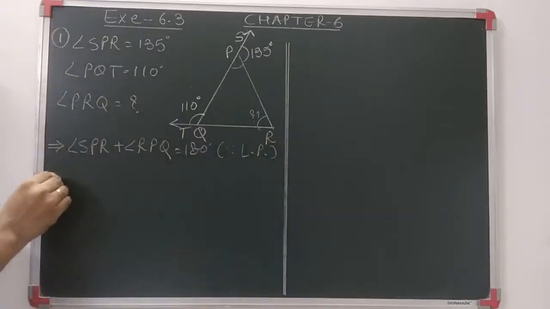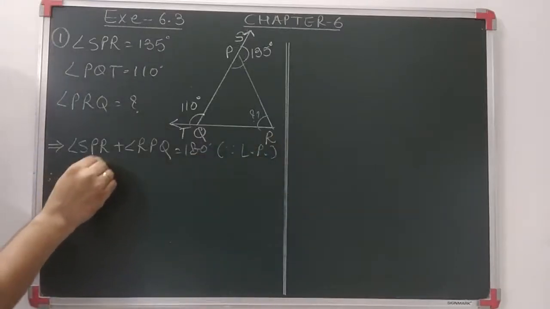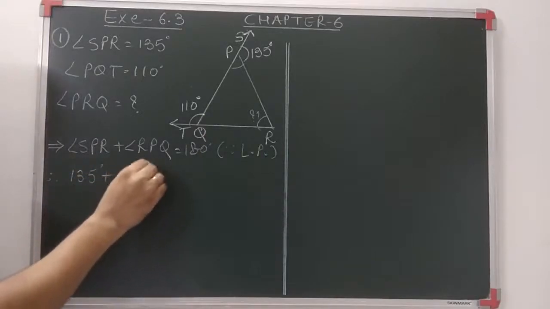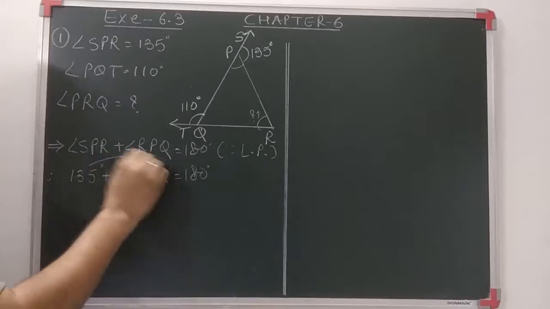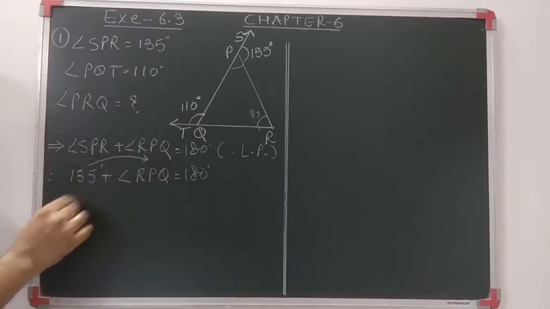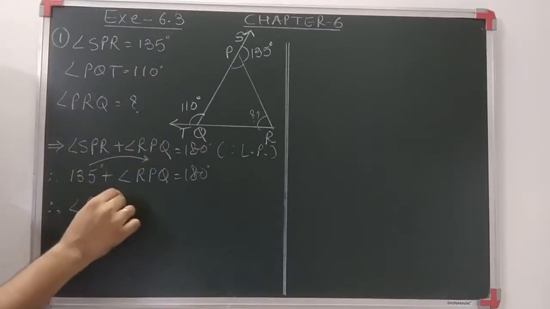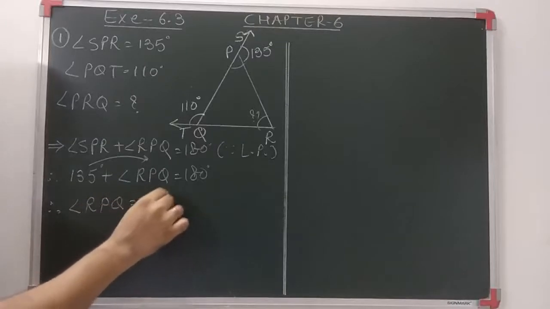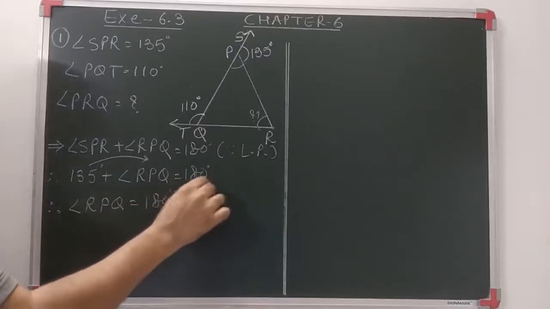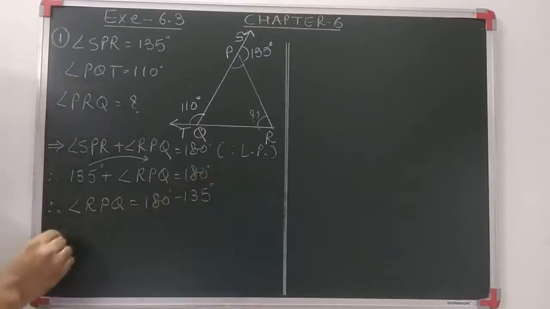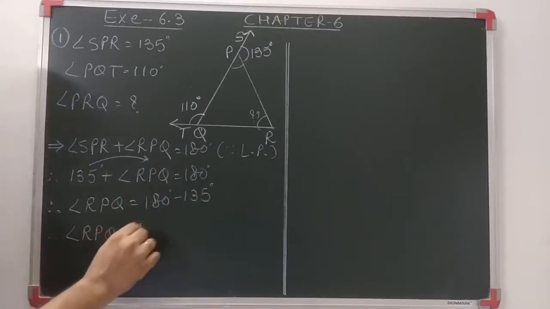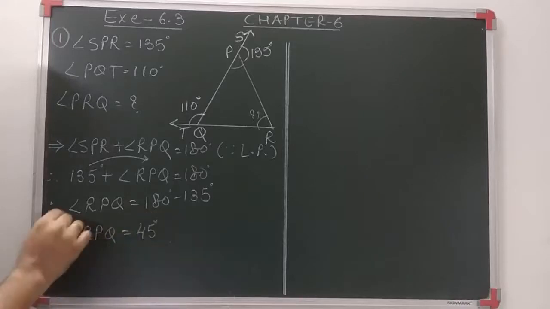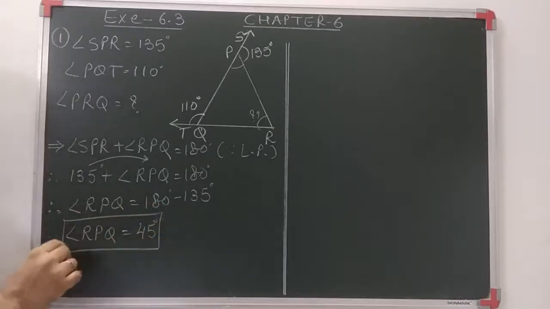One angle we have, that is 135. The other we can obtain, that is RPQ. This angle can be obtained by subtracting the given value from 180. So RPQ is equal to 180 minus 135, which is 45 degrees. This is one angle we obtained, but this is not the angle which we required.